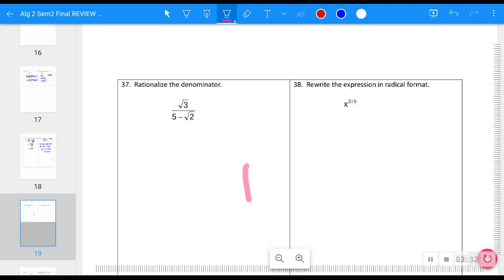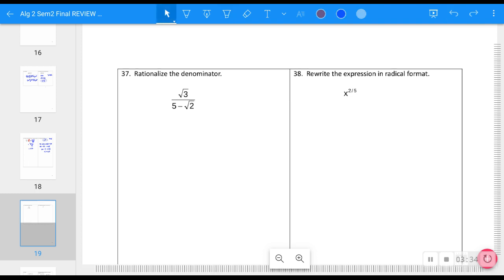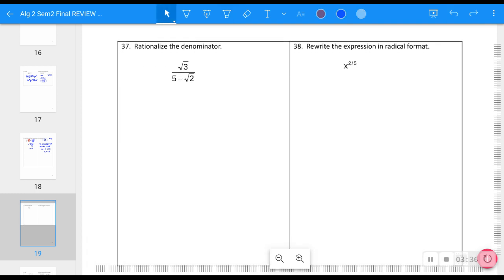Okay. This is a little more difficult. We've got a square root on the bottom. On this next problem, you can see the root 2 down there. Can't keep it that way. And we have a binomial down there. So the way this one's done is a little different. You're going to multiply top and bottom by the conjugate of the bottom. Now, the conjugate of 5 minus root 2 is 5 plus root 2.